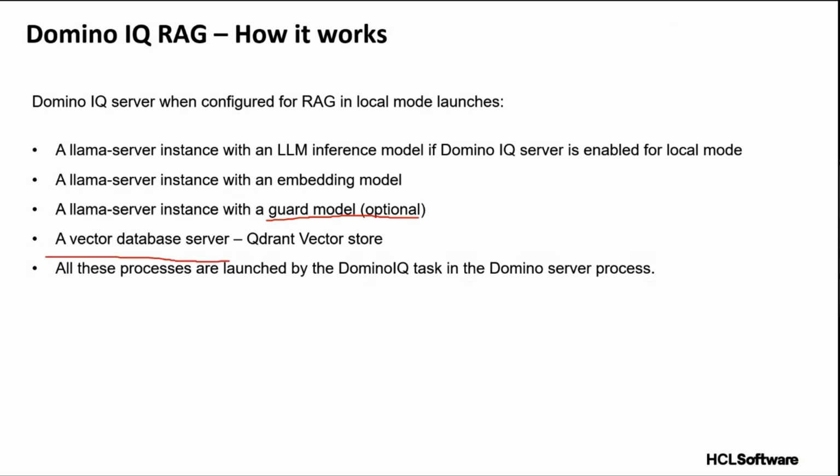A vector database is created. It is called the Qdrant vector store. As we mentioned earlier, it is important for us when we are using this functionality. And then all these processes are launched by the Domino IQ task. This is the new task which we have introduced, and which is visible. You will see all the Domino server processes, and the Domino IQ task is also visible as part of that.